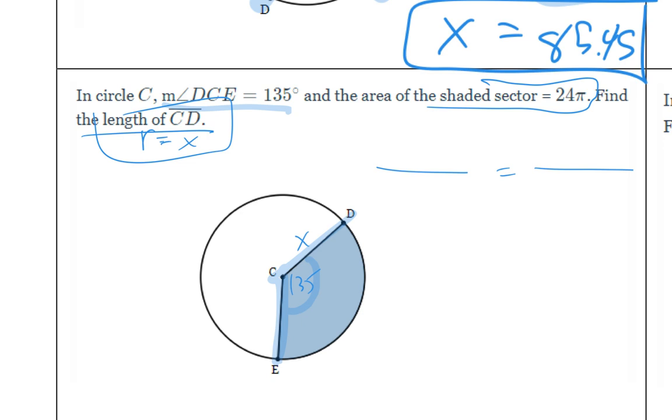Okay, so we said that we're going to have the arc measurement on top, right? So if that's 135 for our central angle, then we know that arc is also 135, right? Okay, so if that's 135, we know the total is always going to be 360 degrees. So then over here, since we're talking about area, we're going to do the area of the sector, which they give us is 24 pi. So 24 pi. And since we're dealing with area, we're going to use our pi r squared formula. But we said the r value is x, right? So we're just going to put x there instead of r.